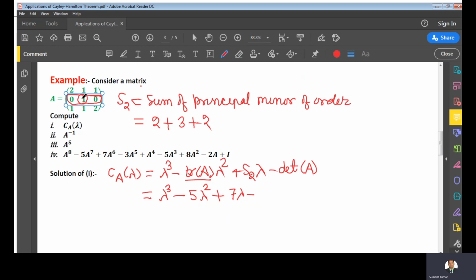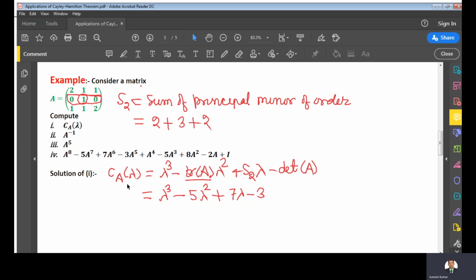So the minor corresponding to this element is what? 2 times 4 minus 1, that is 3. So 3 is the determinant, correct? So basically this is the characteristic polynomial corresponding to the matrix A.